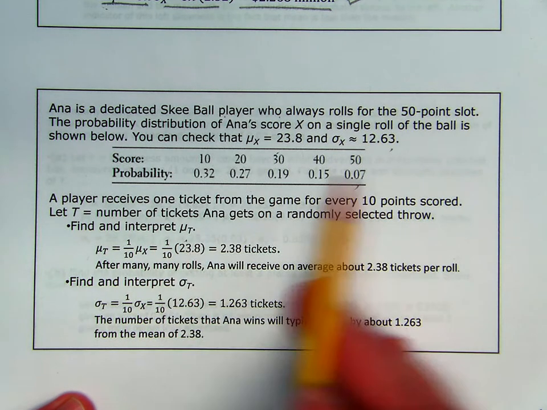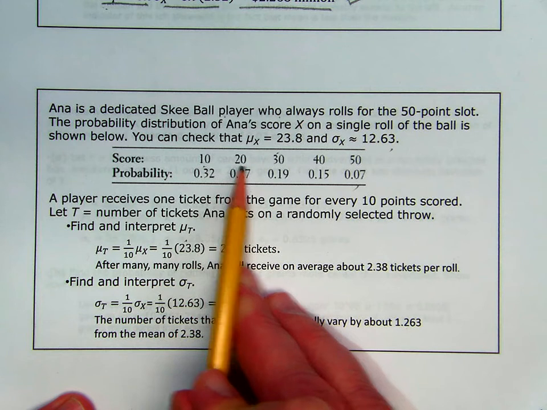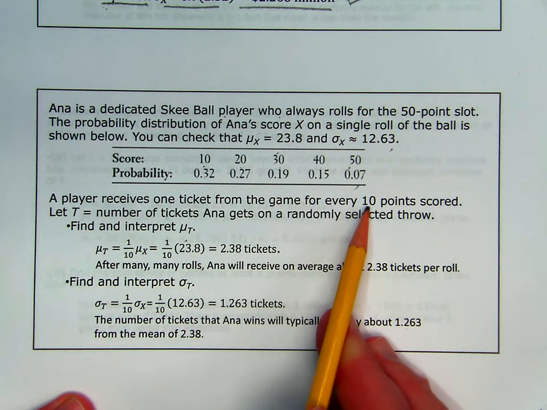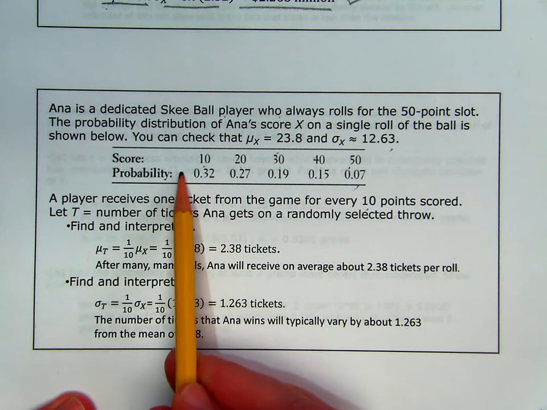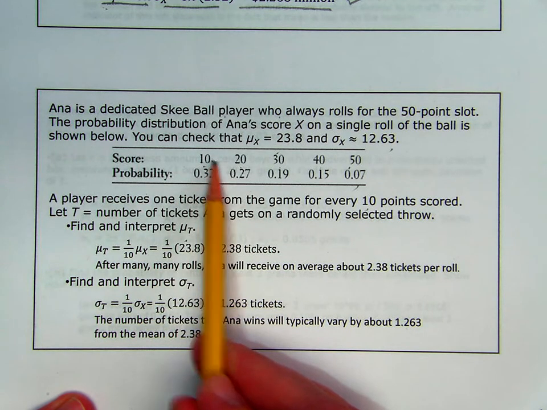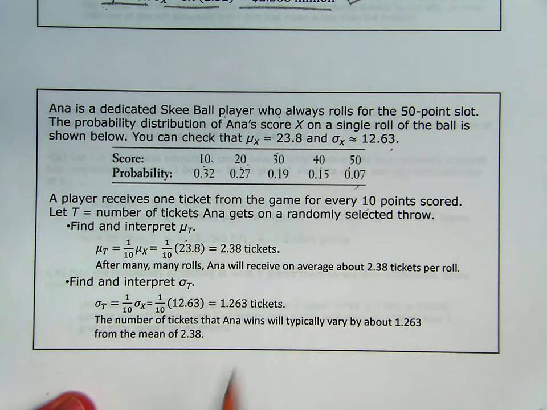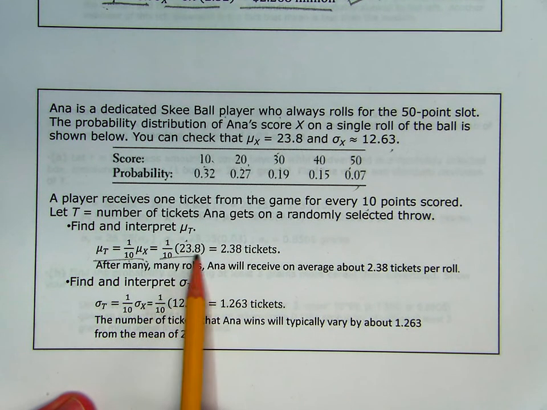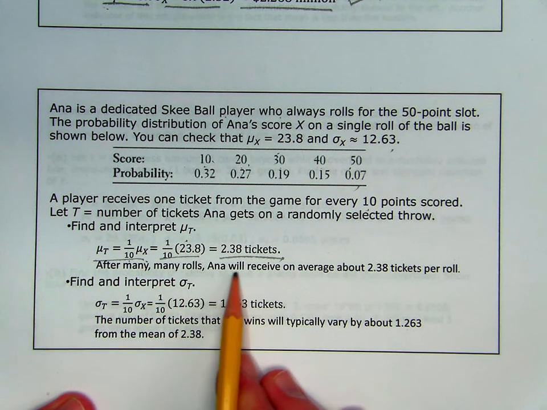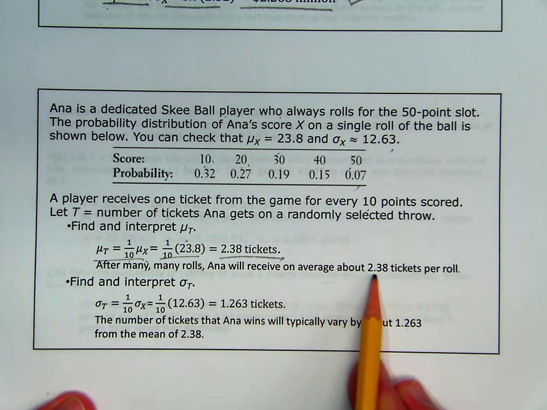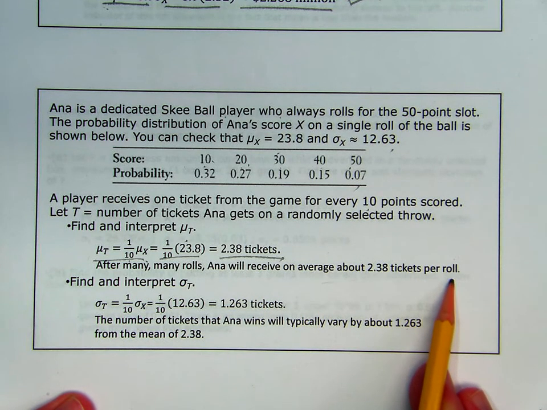So these are your scores, and for every 10 points, you're going to get a ticket. So 1/10 of this will give you a ticket, 1/10 of that will give you a ticket, etc., etc. So the mean of T is 1/10 of the mean of X. Blank formula, plug in the numbers, final answer with unit. Okay, the interpretation of that: after many, many rolls, Anna will receive an average of about 2.38 tickets per roll.